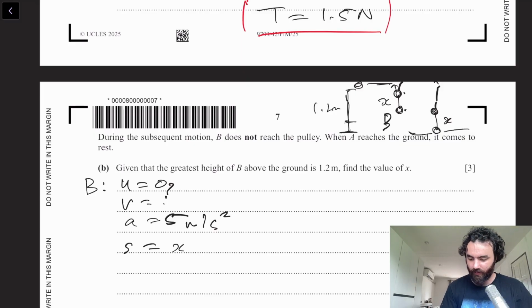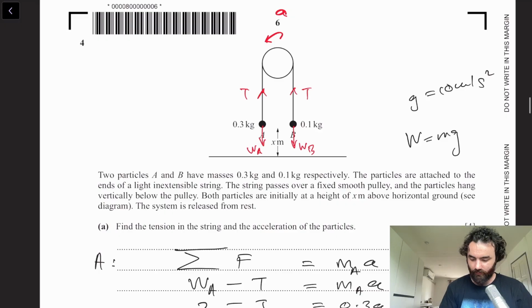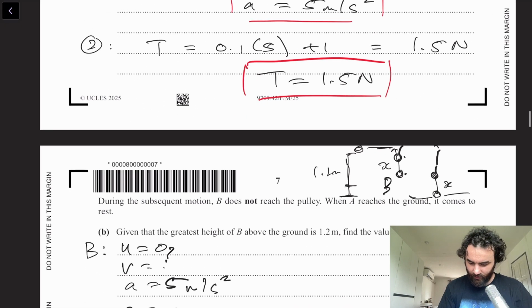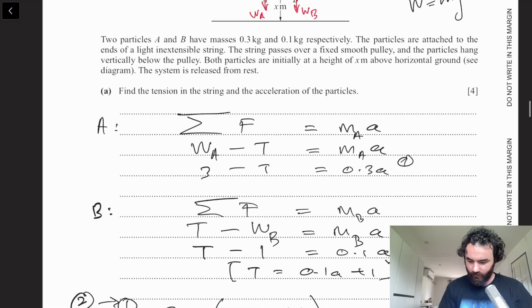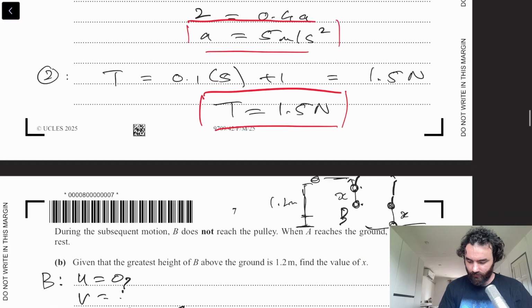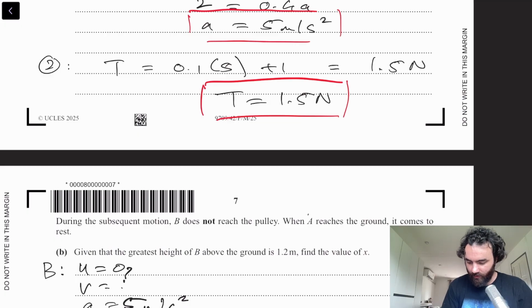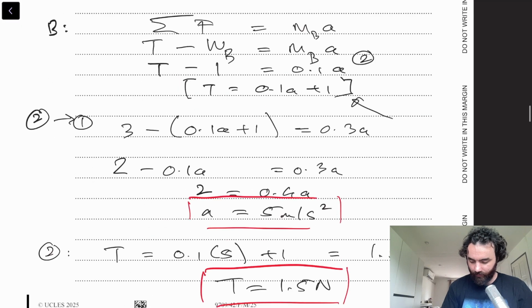This is our B. Oh, this is our A. Wait, what does it say? B does not reach the pulley. Okay, I guess it's the other way around. Well, it doesn't matter, it's the same thing. I'll just redraw it. You've got A here and B here. I just read it wrong.